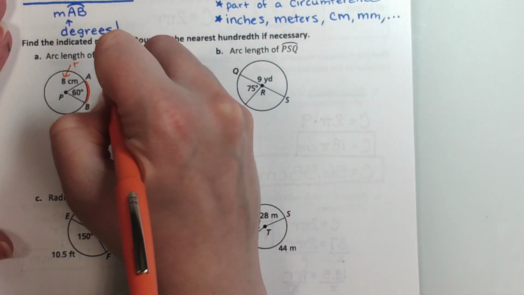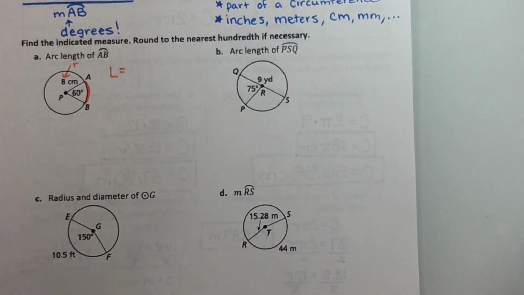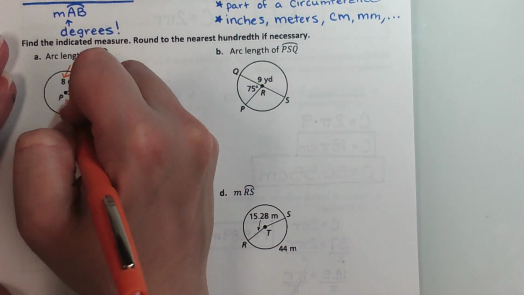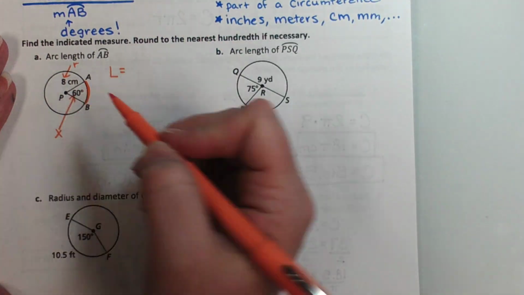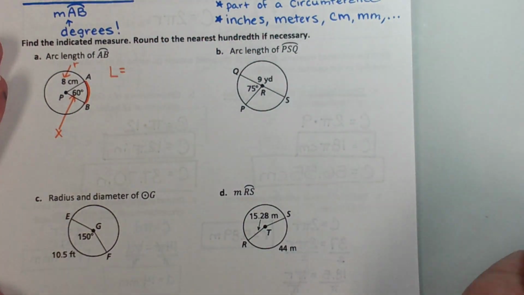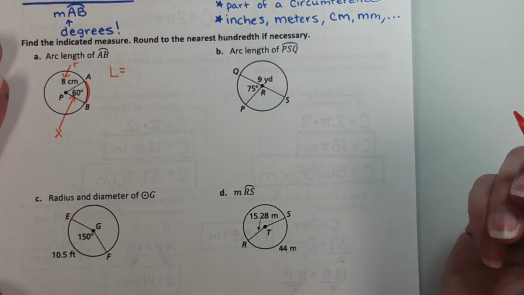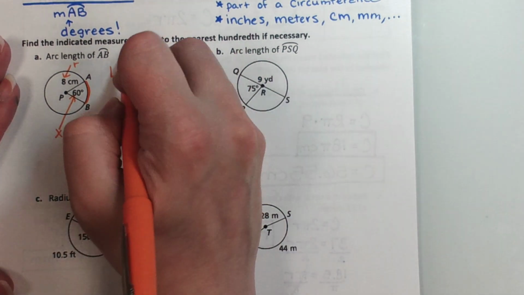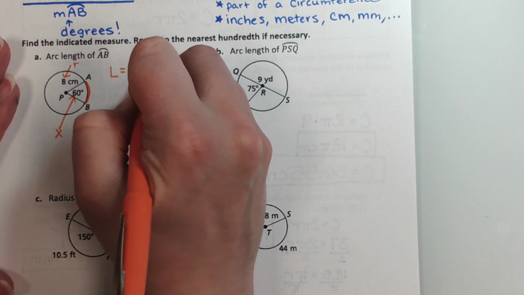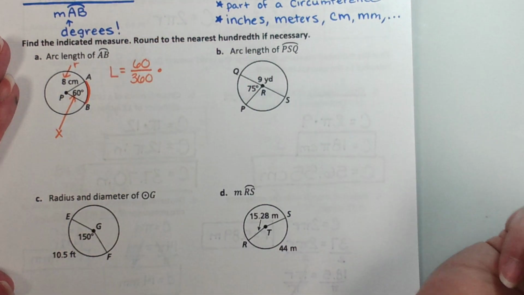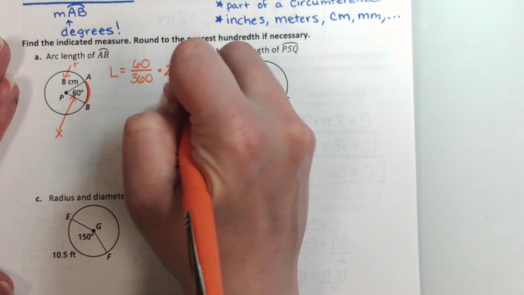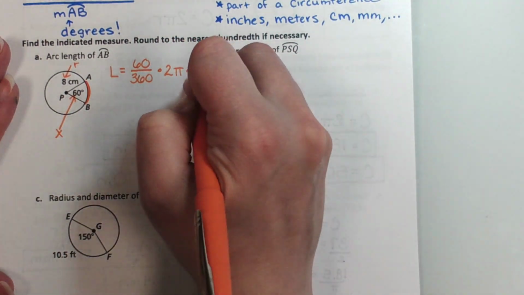So, arc length equals x. What's x? 60, because that's the central angle to the arc we want. Note it better be a central angle, meaning it's an angle where on the circle? At the center of the circle. If it's not at the center, we got a problem. So 60 over 360 times 2 pi times 8.